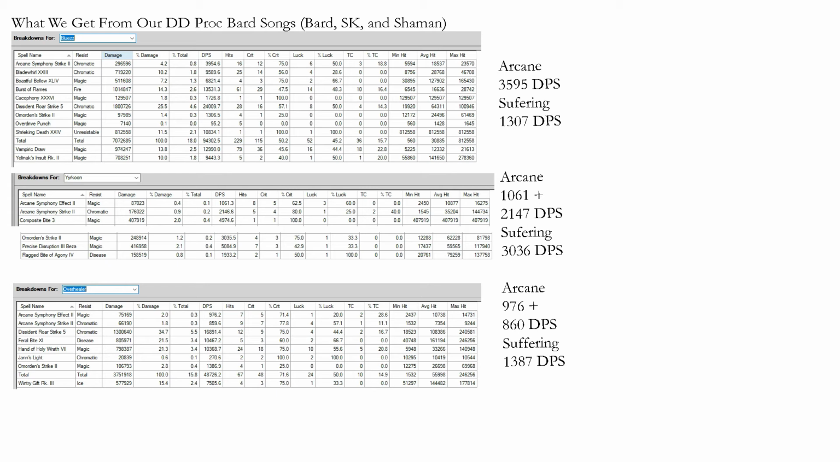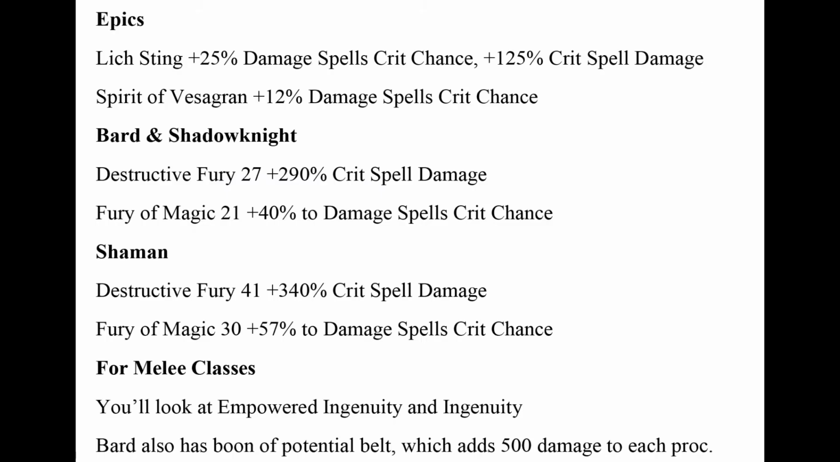But as we can see, the damage is obviously higher for the Bard, the Shadow Knight, and the Shaman, as opposed to the Mercenary Rogues and the Pets. Now let's turn to the factors that explain why it is higher. So on this chart, I list some, but not all of the factors that impact these spells.